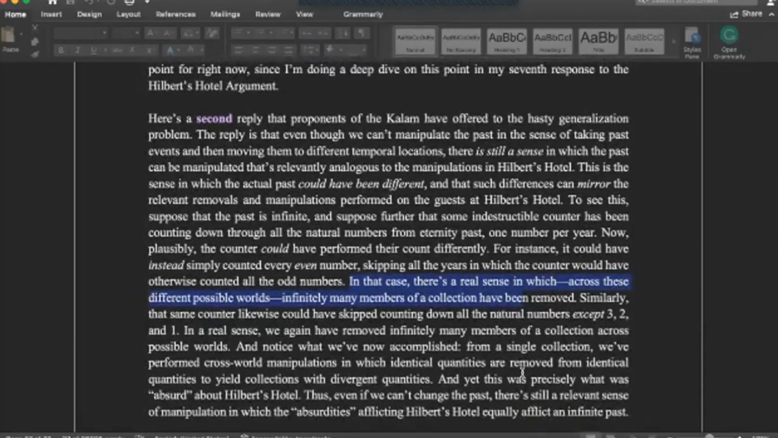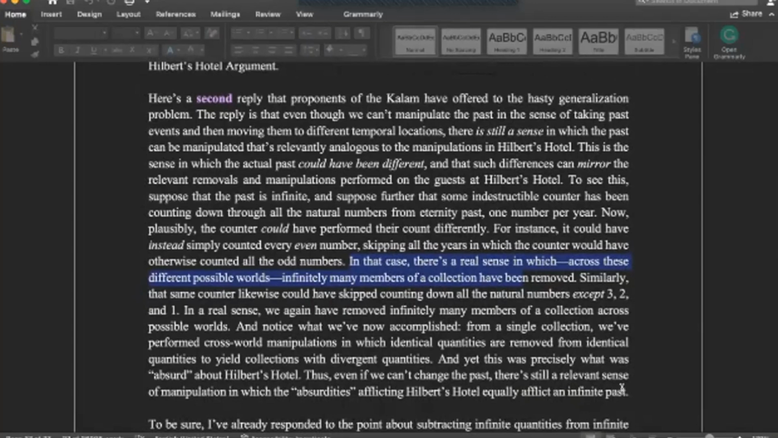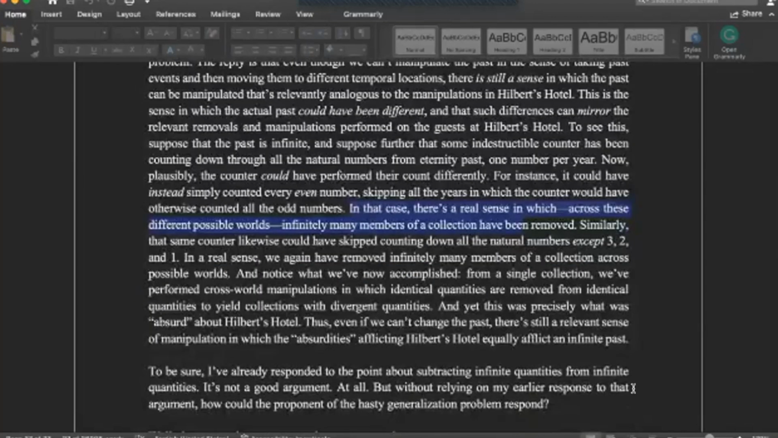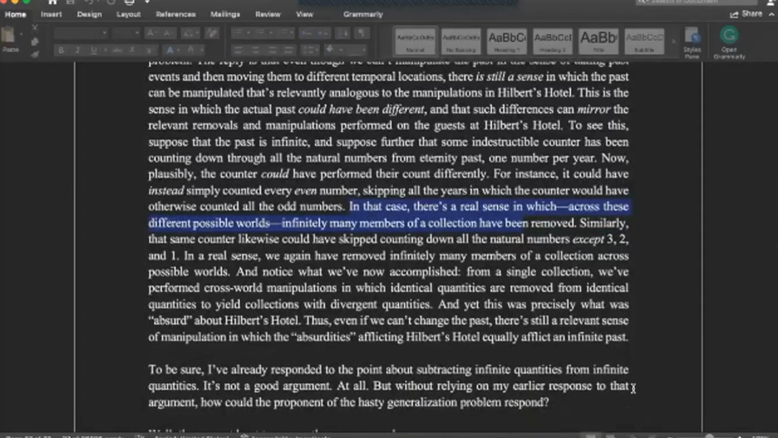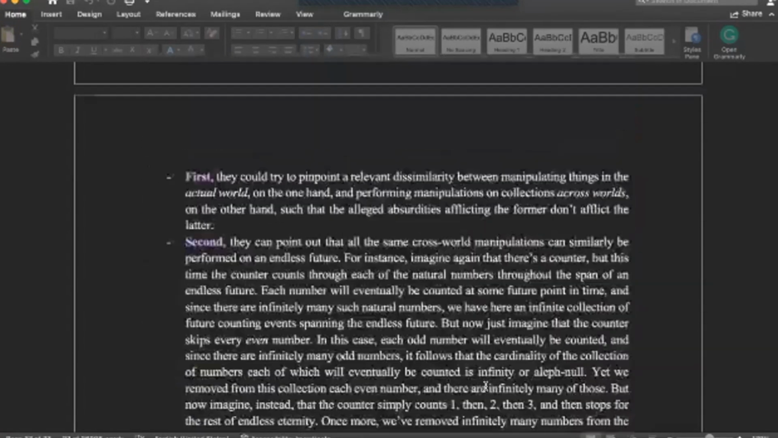Thus, even if we can't change the past, there's still a relevant sense of manipulation in which the absurdities afflicting Hilbert's hotel equally afflict an infinite past. To be sure, I've already responded to the point about subtracting infinite quantities from infinite quantities. It's not a good argument at all. But without relying on my earlier response to that argument, how could the proponent of the hasty generalization problem respond to this second reply? Well, I think there are at least 2 ways they can respond.